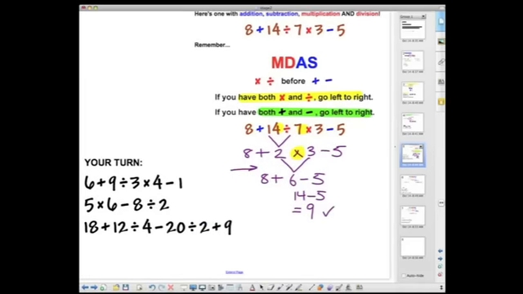Do the first example over here together. Remember, division and multiplication comes first. So 9 divided by 3 is 3. If I rewrite the equation, 6 plus 3 times 4 minus 1. The multiplication here, 3 times 4 gets substituted, so 6 plus 12 minus 1. And then we solve from left to right. 6 plus 12 is 18, minus 1 is equal to 17.